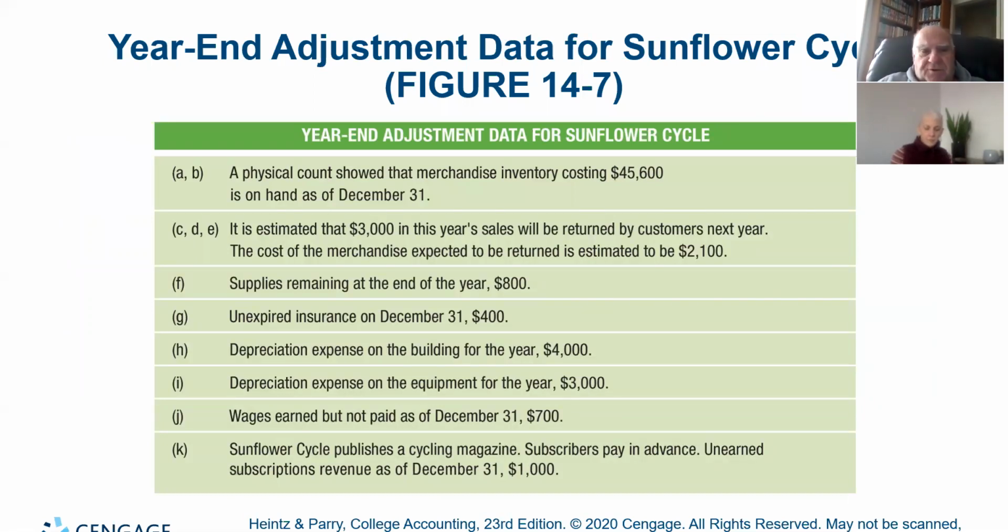Well, here we go. They're giving us some entries, some of which, again, we're going to skip. Physical count shows that the merchandise inventory costing $45,600 is on hand at the end of the year. We're not going to worry about the returns. Supplies remaining on hand at the end of the year, $800. Unexpired insurance, that's a fancy way of saying prepaid insurance. Prepaid insurance, we have depreciation, and we're going to have to credit some wages payable.